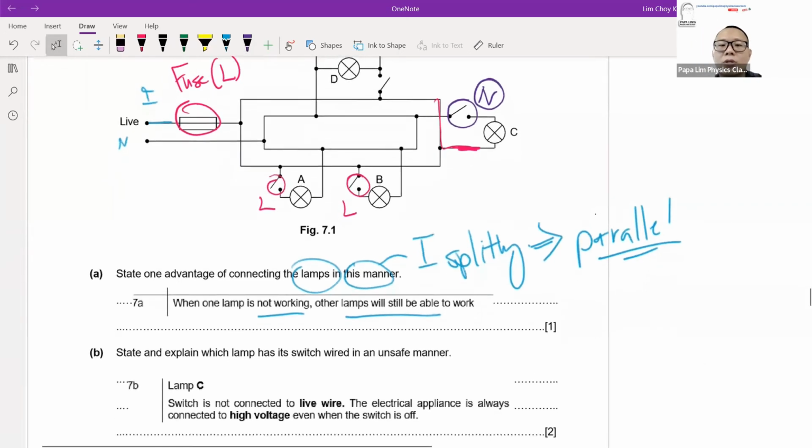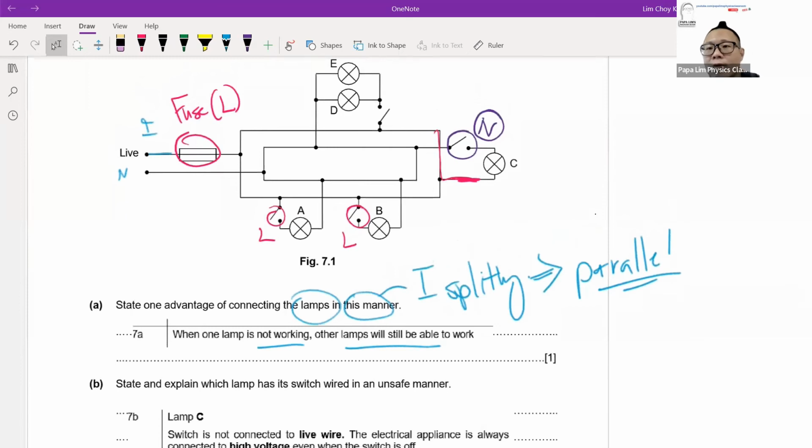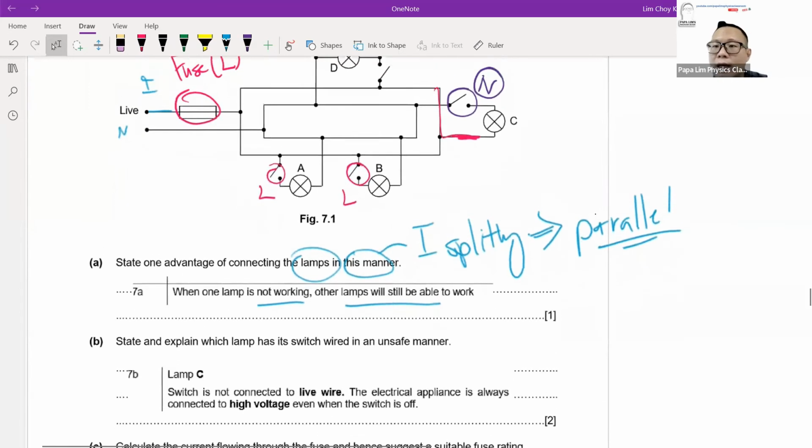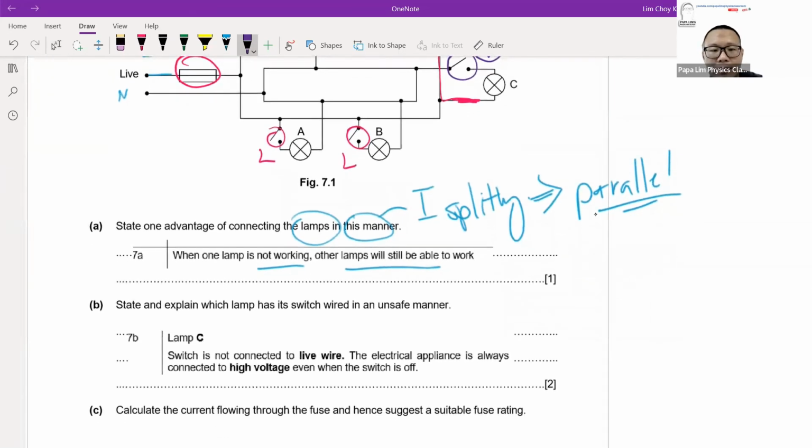Okay, it's in the neutral cable. Remember, your fuse and your switch have to be on the live cable. Why? Because it has to be on the live cable so that I can disconnect the appliances from high voltage when it's switched off. If the switch is on the neutral cable in this case, even if I switch off the lamp, the lamp will still be connected at high voltage.